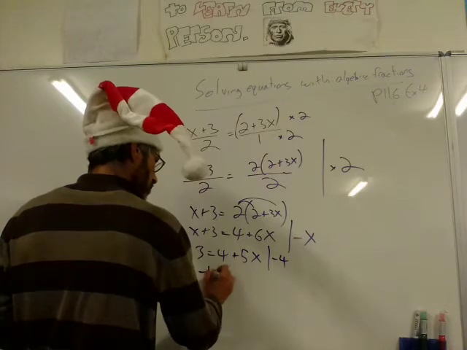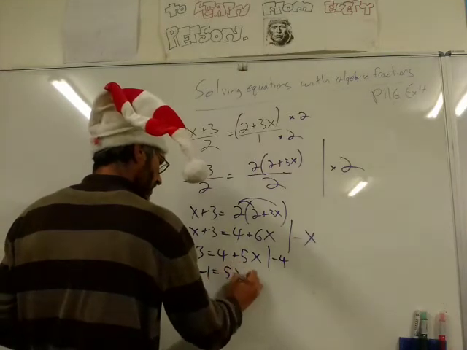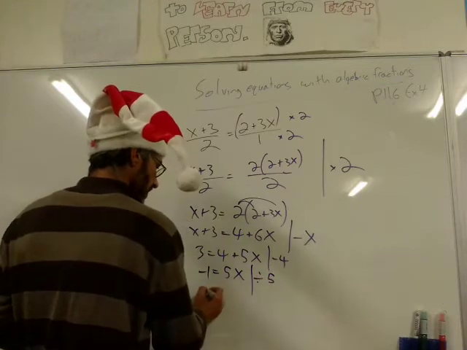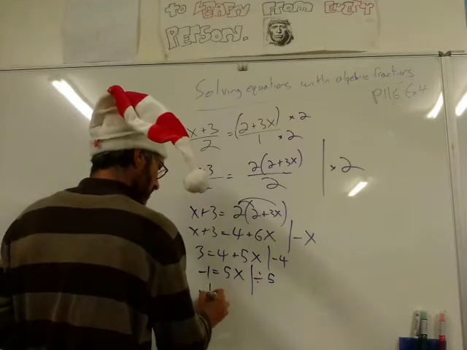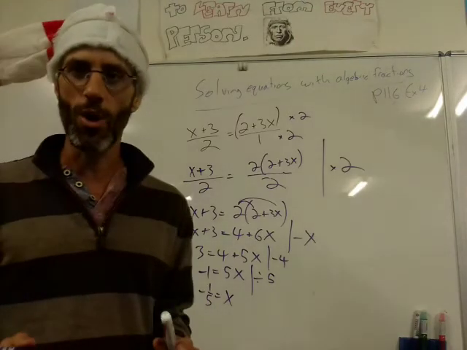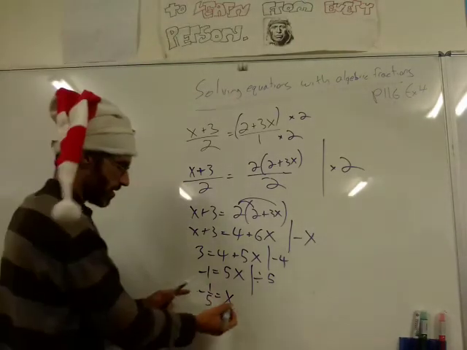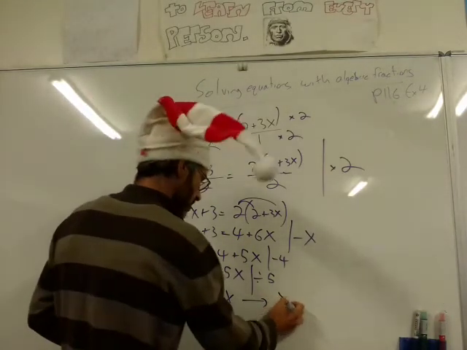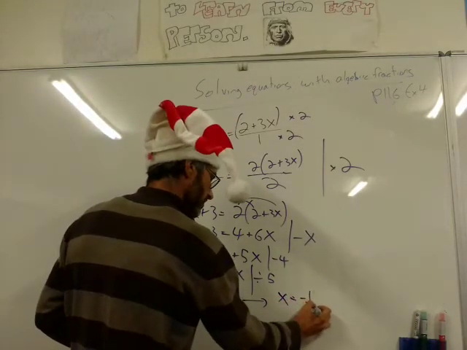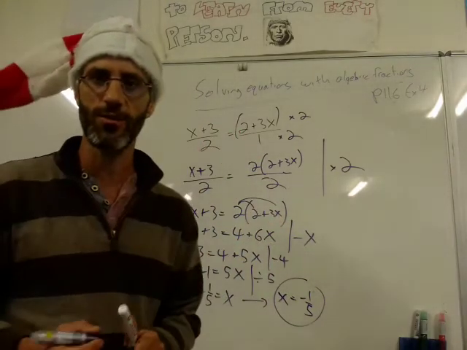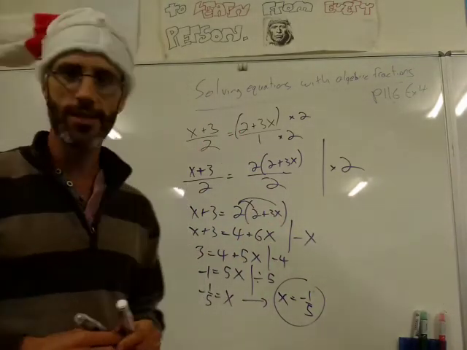I'll write minus 1 equals 5x. And then I'm going to divide by 5. So I'm going to get minus a fifth equals x. But I don't really want you to write answers like that. So in the last step, just swap it around. Instead of minus a fifth equals x, write x equals minus a fifth. You can always do that. You can swap sides, that's not a problem.